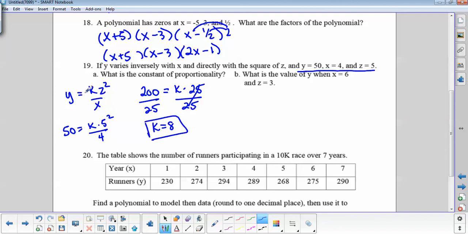Now we're going to use that 8 and rewrite this equation. So you're going to use all your variables, but the constant k, you substitute 8 in. Y equals 8 times z squared over x. So what is the value of y when x equals 6 and z equals 3? Y equals 8 times 3 squared over 6. 3 squared is 9, times 8 is 72. So you have 72 over 6, which is 12.